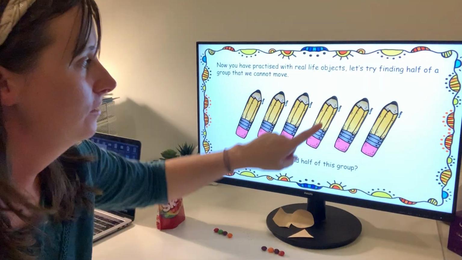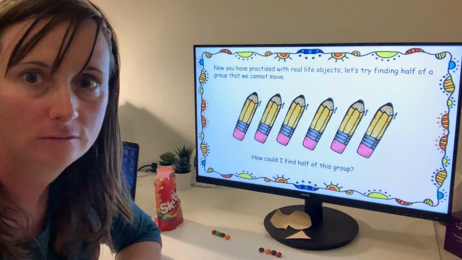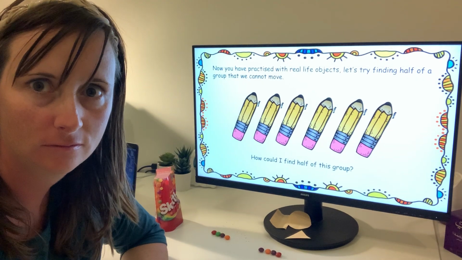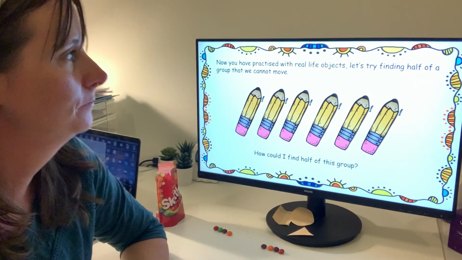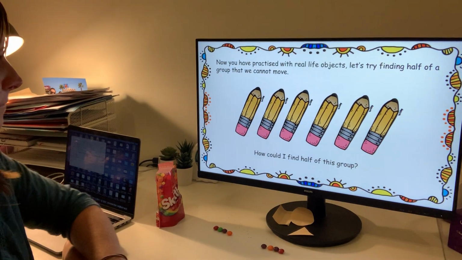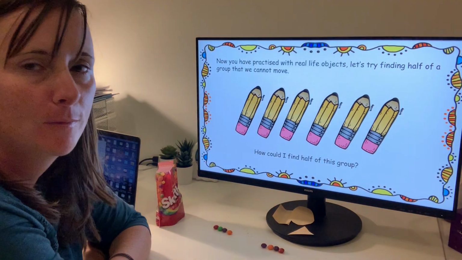Sometimes there are pictures that we just cannot move. So how do I find half? Well, let me show you. So now we've practiced with real life objects, let's try finding half of a group that we cannot move.